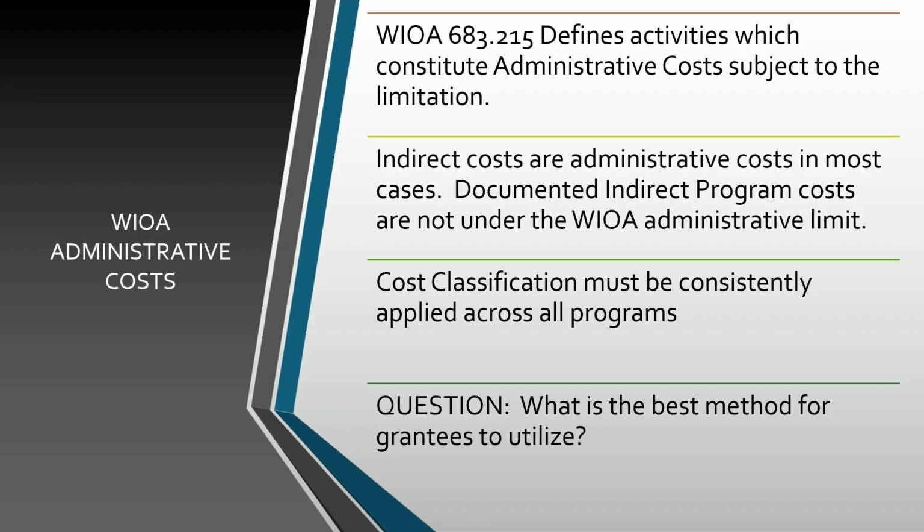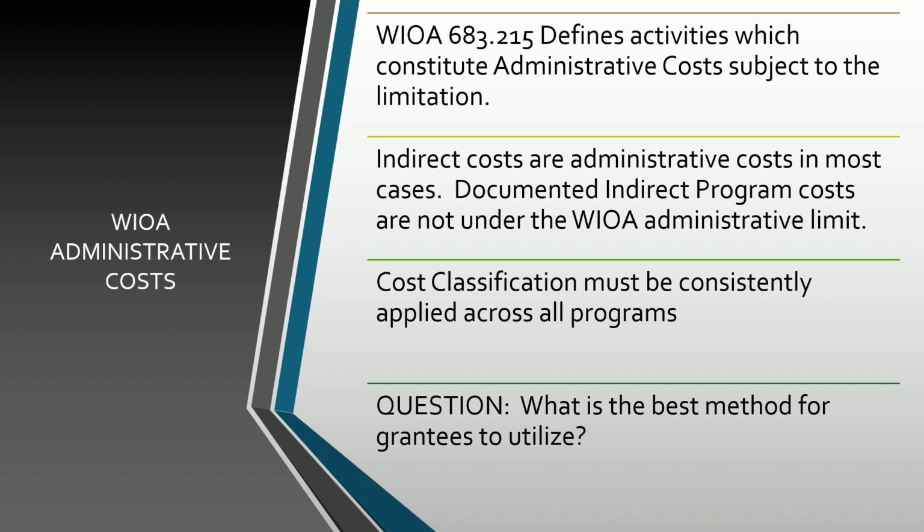You have to be consistent across all your programs. So when you classify a cost a certain way, it's that way across all your programs, right? So if you had other programs besides WIOA, an admin cost is treated the same way no matter what all those other programs are. It's just a matter of how you're going to split it across those other programs.